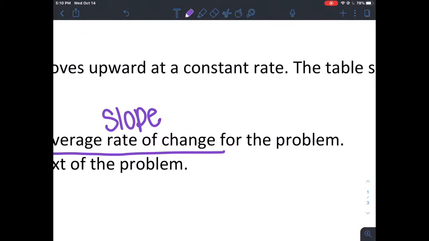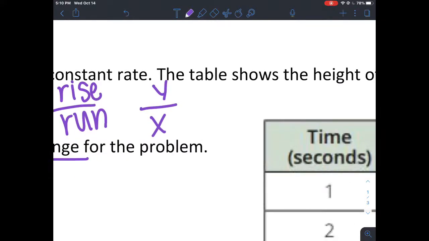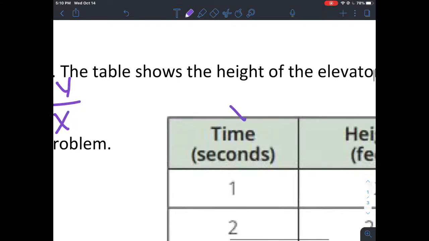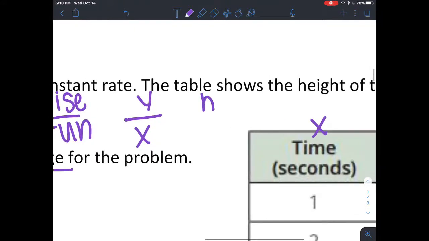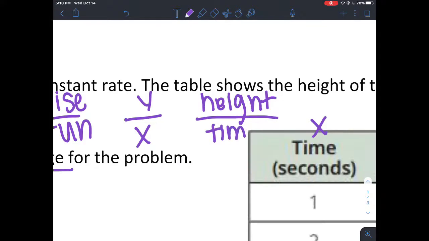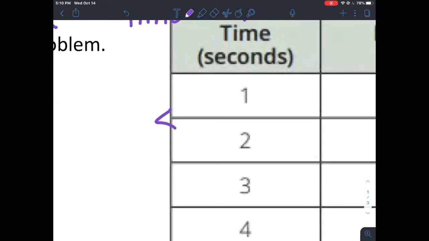Again, in case you've been sleeping, I'm going to explain slope yet again. It is rise over run, and it's the difference of the y's over the difference of the x's. Time is x, height is y. So it's going to be height over time. Okay, so let's calculate the difference of the x's and then the difference of the y's and plug it all in together.